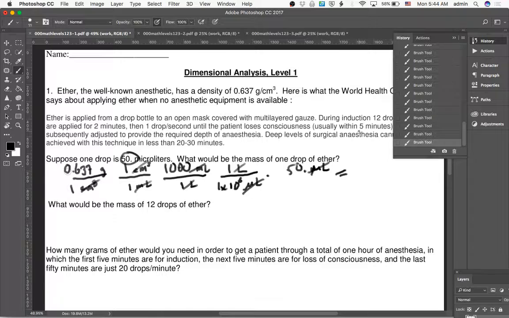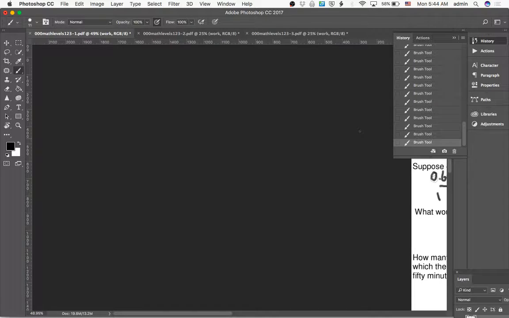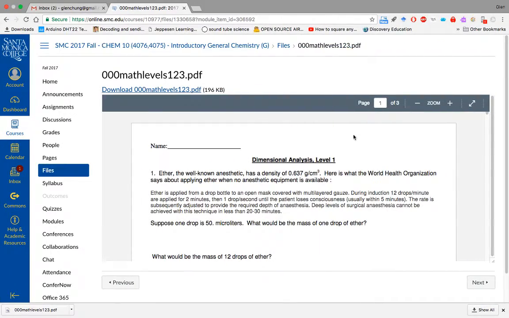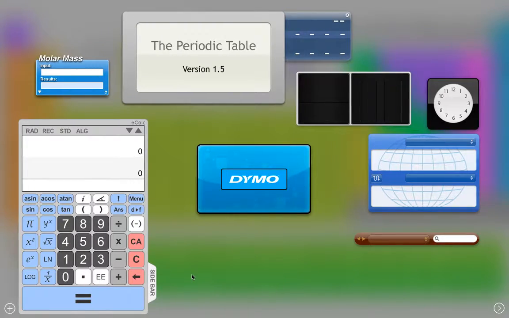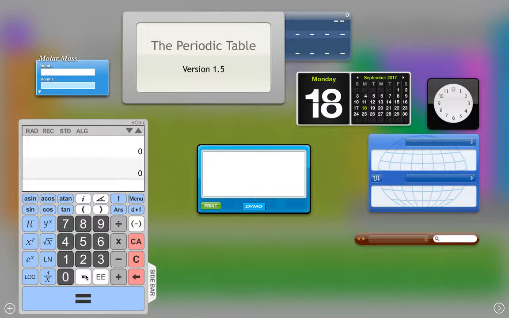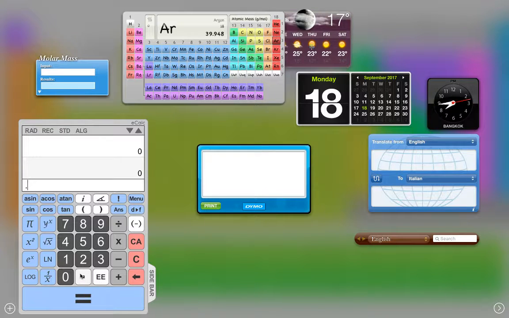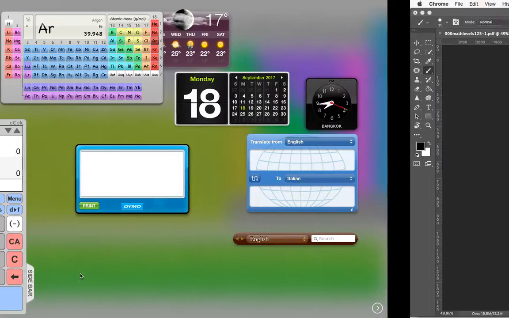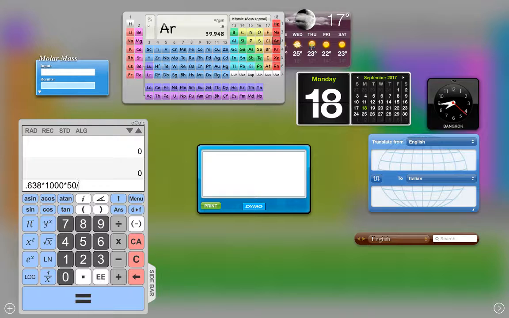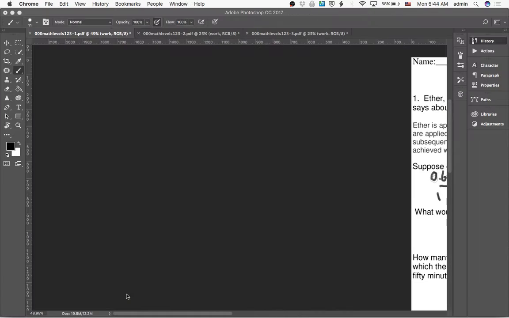This is 0.637 times 1,000 times 50 divided by a million. 0.637 times 1,000 times 50 divided by 1e6. It's going to be 0.0319.